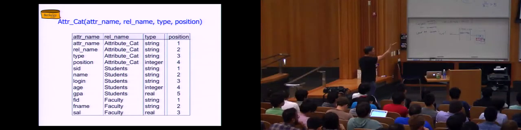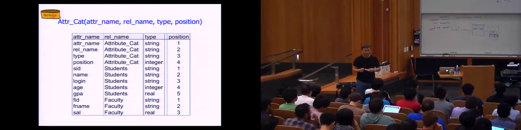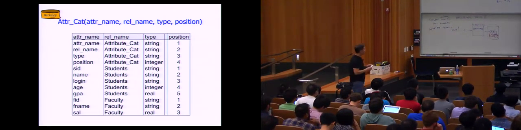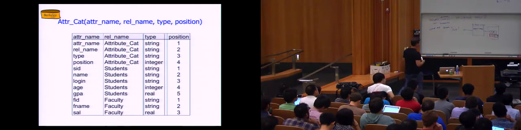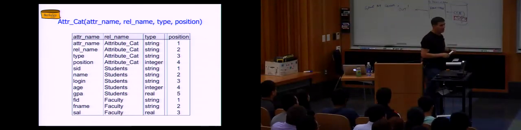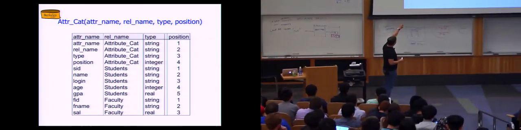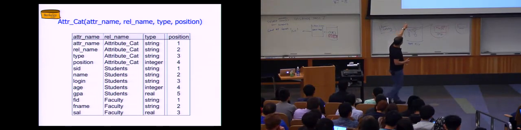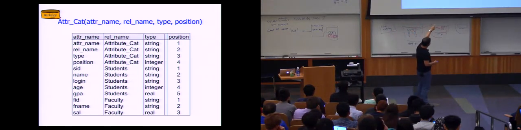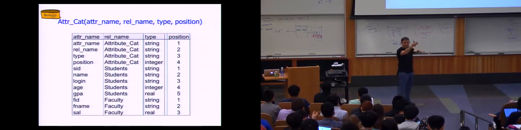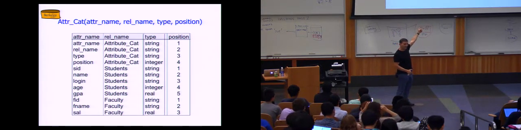So the book has a made-up catalog table here called AttrCat. So this is the catalog table of attributes. What do you need to know about attributes of tables? Well, what is the name of the attribute? What table is it in? What relation is it in? What is the type of that attribute, and what position is it? Is it the first, the second, the third, or the fourth? So this is the table of all columns in the database, according to the book.